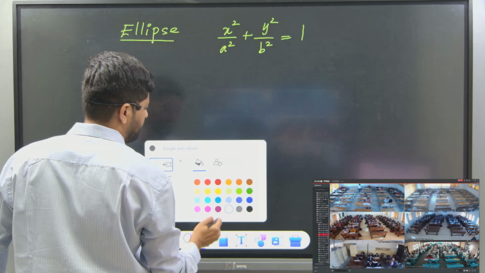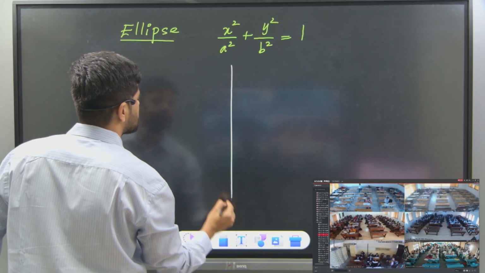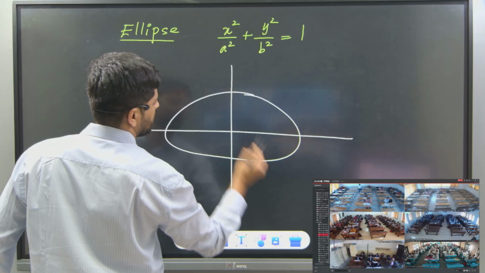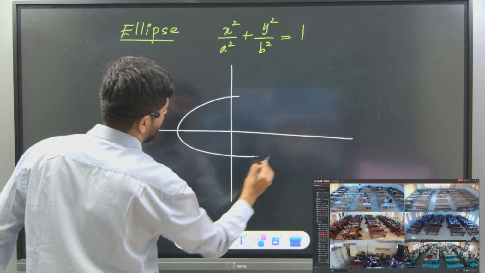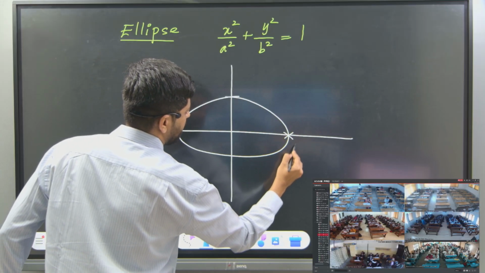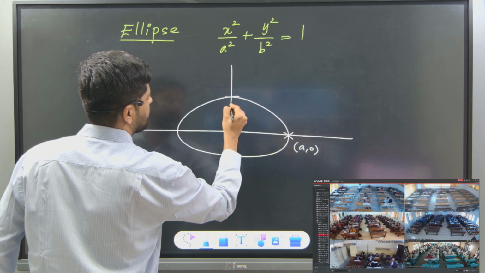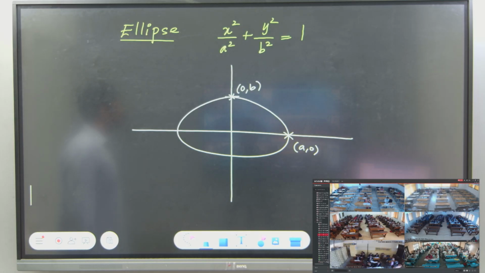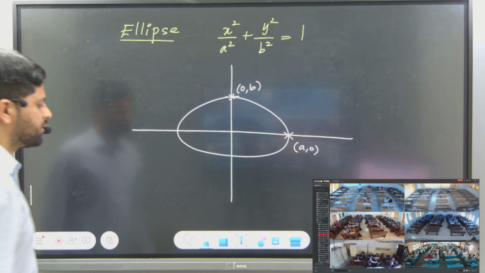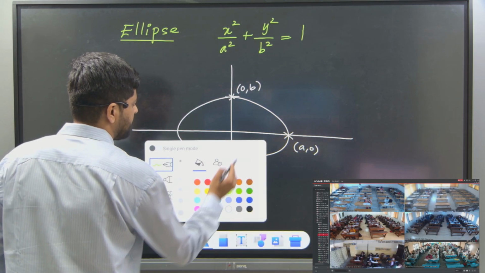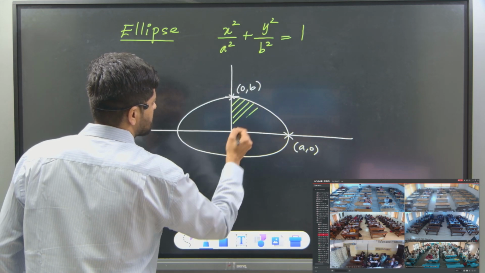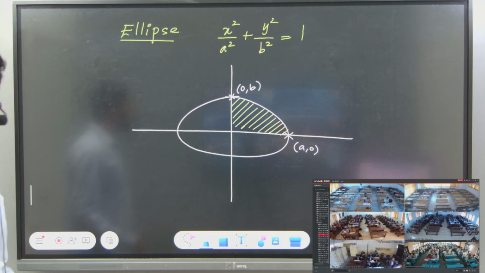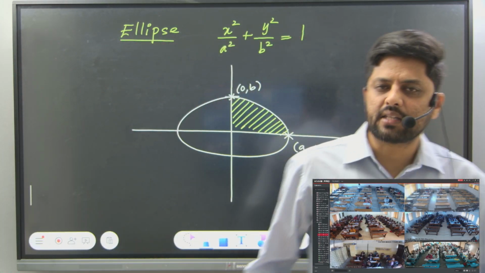It is going to be the major axis and the minor axis. So if you have your ellipse to be like this, this point is going to be a comma 0, and this point is going to be 0 comma b. Now, if they ask you to find out this area, you can either take x.